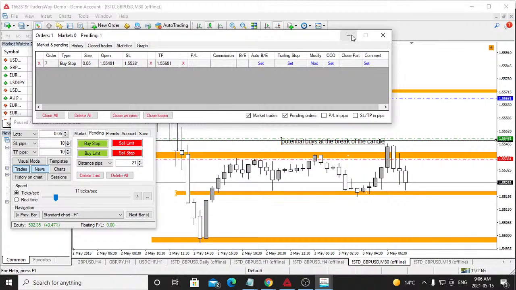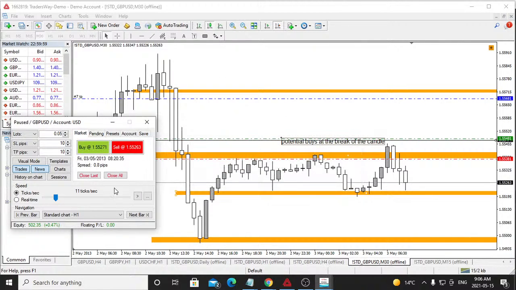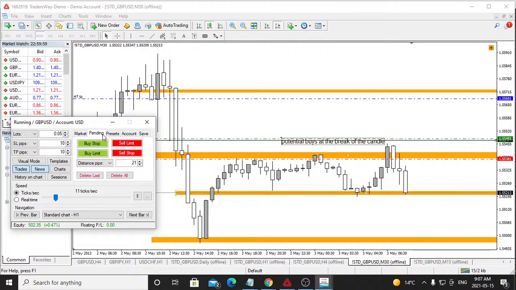All right. So let's let the simulator run. We have about 10 minutes till the news, and we're going to see if the buy stop gets activated above here. If not, that's totally fine. I'm risking about $5 on this trade.